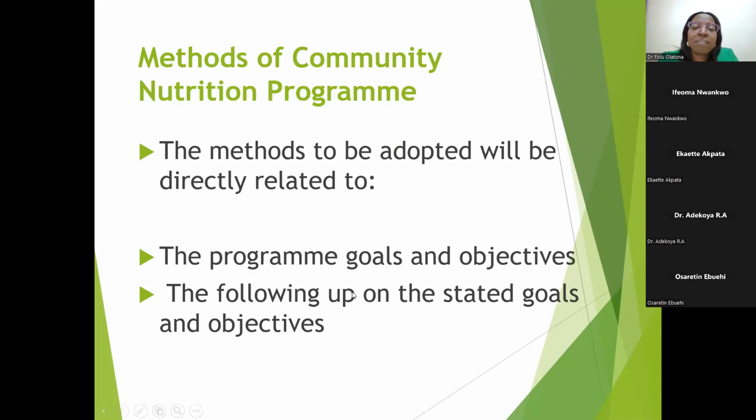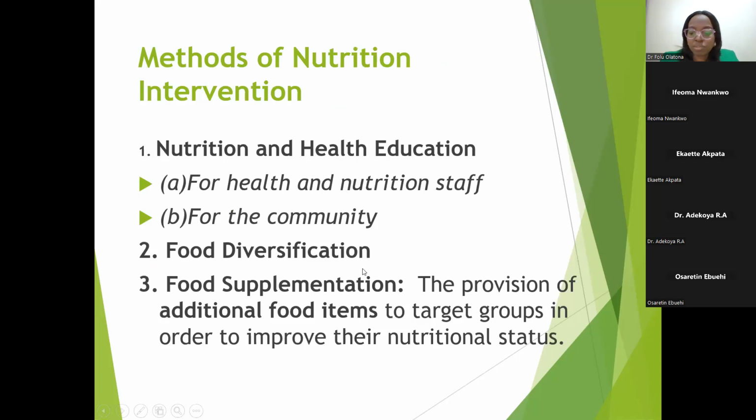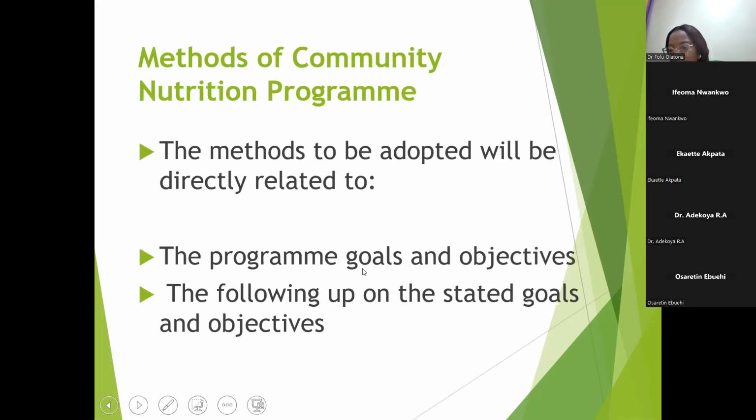So the methods, there are different methods used for community nutrition programs. Different methods. I don't know why this lecture is changing.